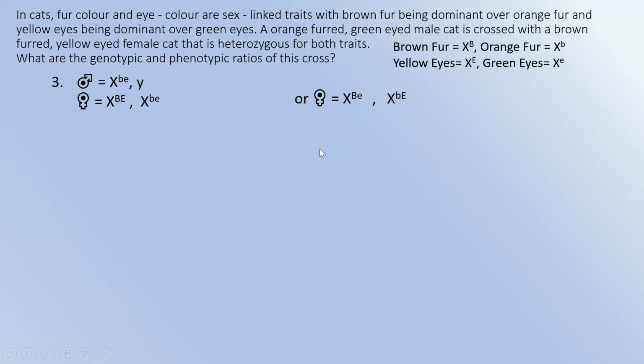So I invite you to take a moment here to pause and lay out two Punnett squares, and go all the way to your ratios at the end, keeping in mind we're going to have two cases. So I'll give you 5, 4, 3, 2, 1 to pause here.